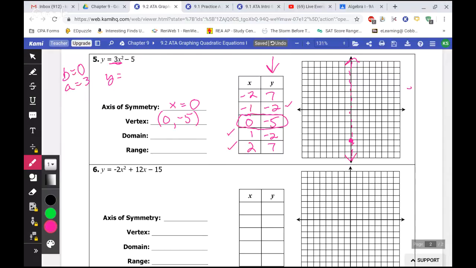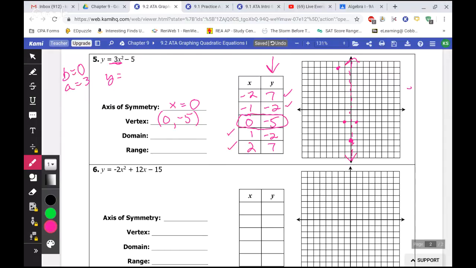Now I'm going to plot this point, (-1, -2). So I'm going to go left 1 and down 2. And then I'm going to plot (-2, 7). So I'm going to go left 2 and up 7. 1, 2, 3, 4, 5, 6, 7. And now I should get a point right here.